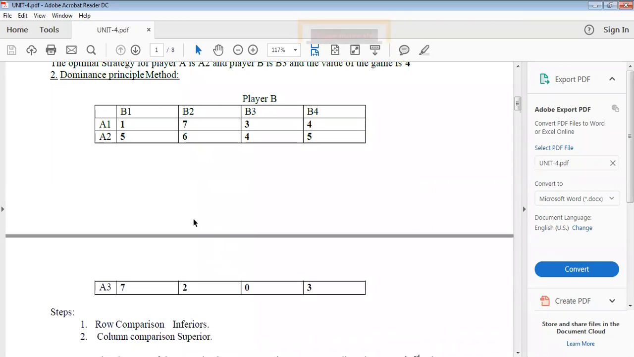So row wise, which is inferior, that has to be removed. Column wise, which is superior, that has to be removed when you compare. So you have to compare with all.